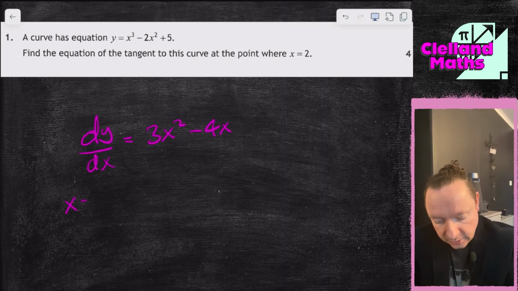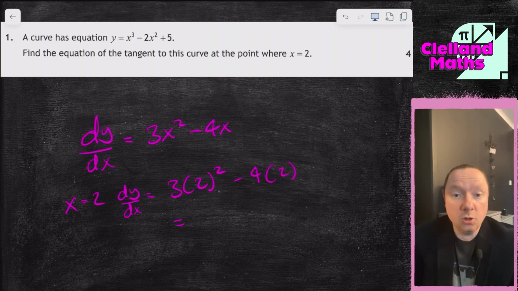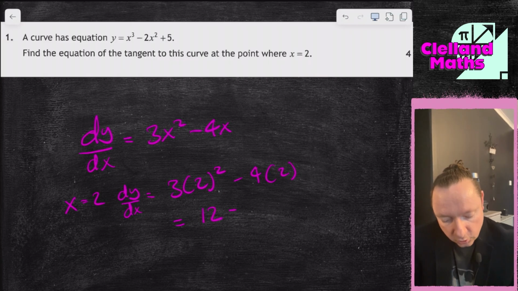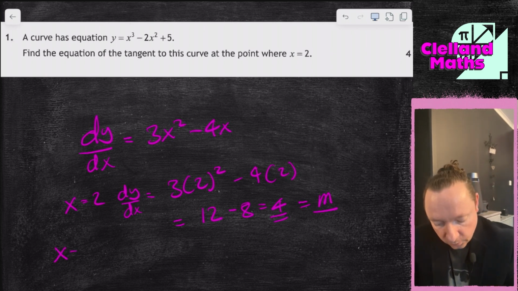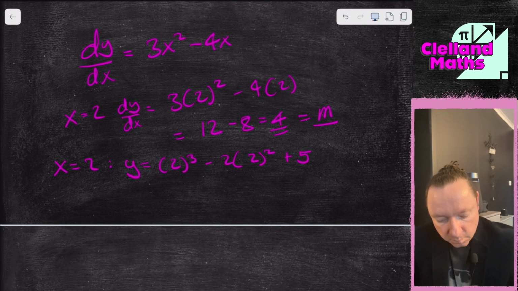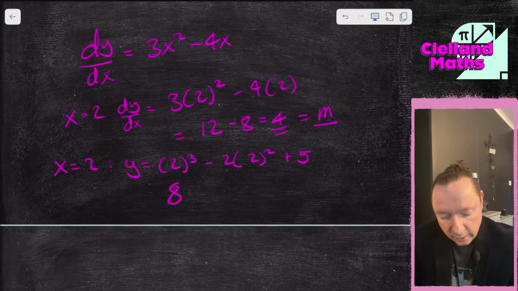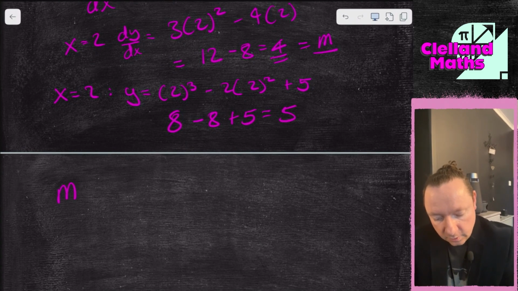And I want to do that at x equal 2. So at x equal 2, dy by dx is 3 times 2 squared minus 4 times 2. 3 times 2 squared is 12. 4 2s is 8, so I get 4. And that's my gradient. Now I need a point. I've got x equals 2, but I need to find the y. So at x equal 2, we've got y equals 2 cubed minus 2 times 2 squared plus 5. That's 8. 2 2s is 4 times 2 is also 8, plus 5, which is just 5. So I've now got my gradient, 4, and my point, which is (2, 5).